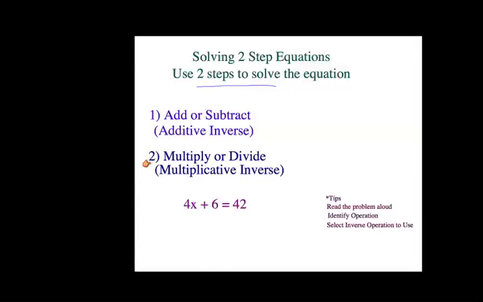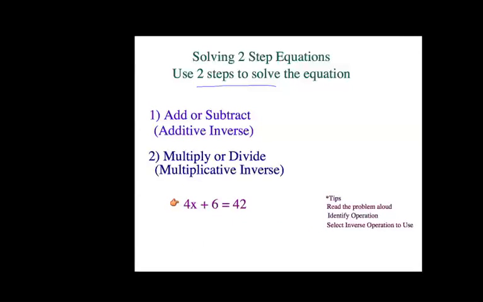You can do this step first, and I'll just show you what you have to do if you're going to do it, but it's easiest to solve using the addition or subtraction first. Here are my tips for solving two-step equations. Read the problem out loud. When you're reading it out loud, you can identify what operations are being used so you can more easily select the inverse operation you're going to need to solve it.